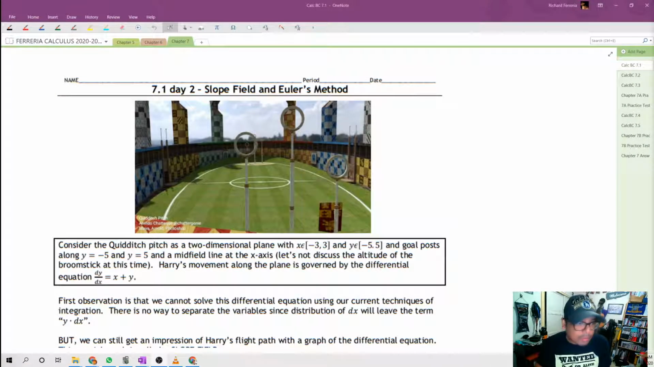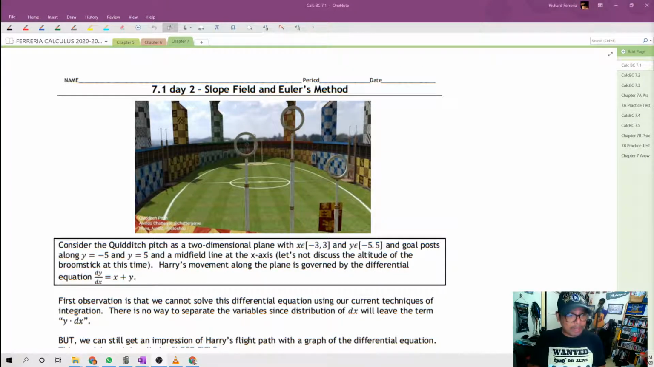And we're going to be using Quidditch a little bit here for our context. So consider the Quidditch pitch. I didn't even realize that I would need to explain what Quidditch is at this point, but maybe that's a possibility. Quidditch is basically that wizarding game. It's kind of like soccer on broomsticks, so you can just think soccer if you want.